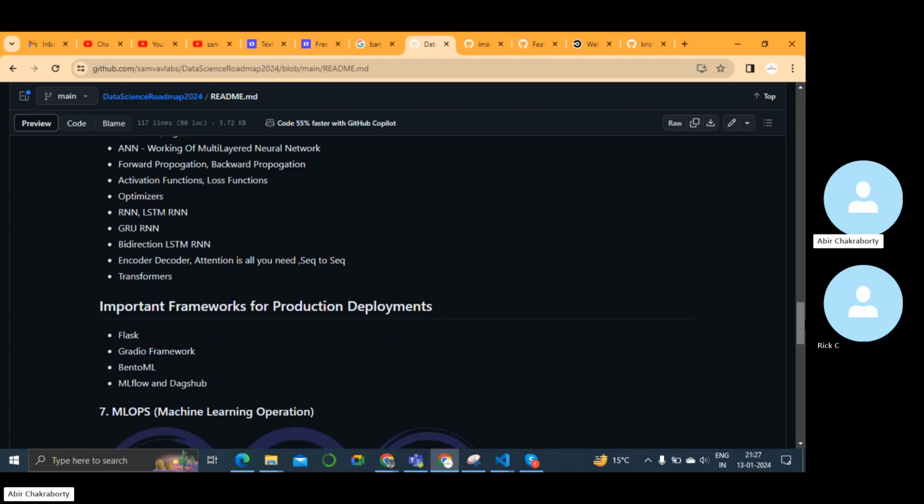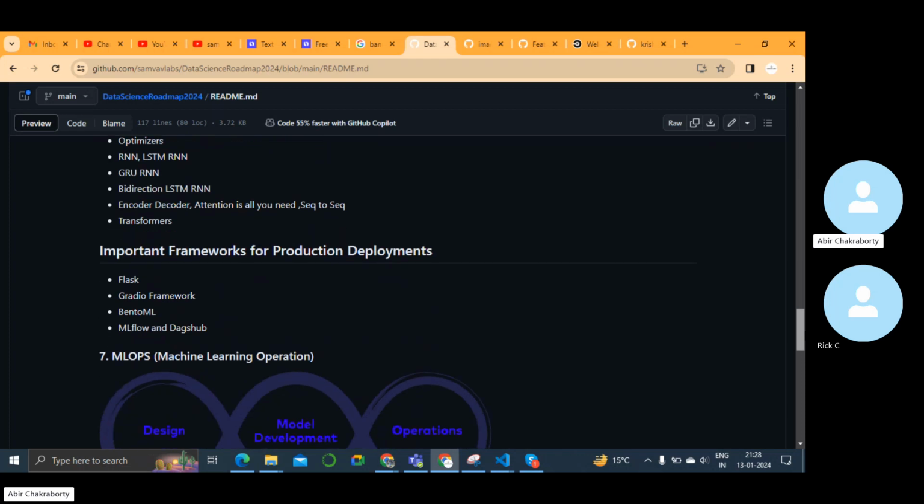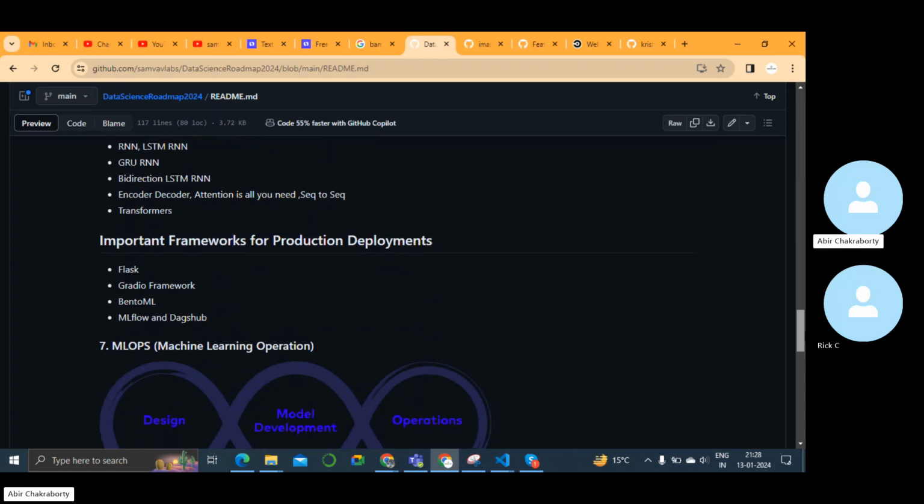Once we learn all these numerical based dataset handling techniques and text based dataset handling techniques, we'll be moving forward to how to deploy this machine learning in the production phase. For that, we would learn different frameworks for production deployments like Flask, BentoML, Daksha, Gradio. We'll be learning all this. I would be covering this again in separate videos.